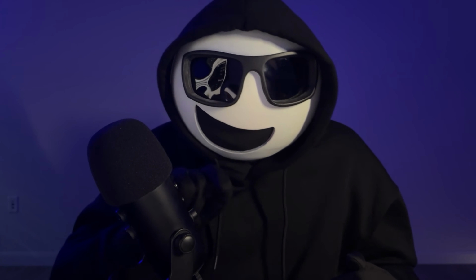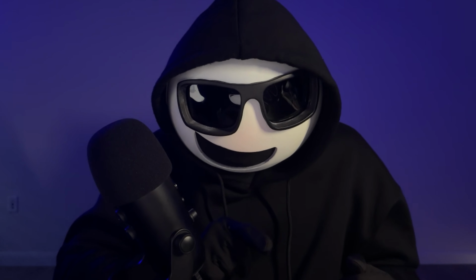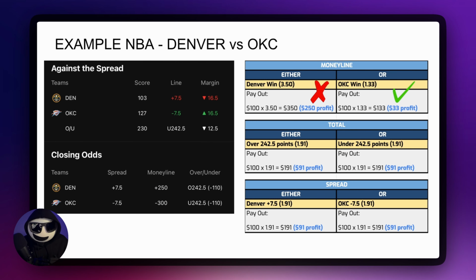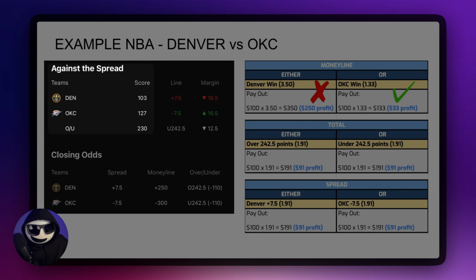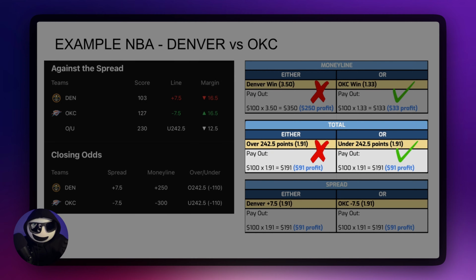Now, if you instead decided to bet $100 on the total, you would either bet on the game to go over or under. The game here ended at 230 points, which is less than the line. So that means if you bet $100 on the game to go under, you would have made $91 profit because the combined score is lower than the set total. And of course, if you did bet on the over, you were wrong and you lose your $100 bet.